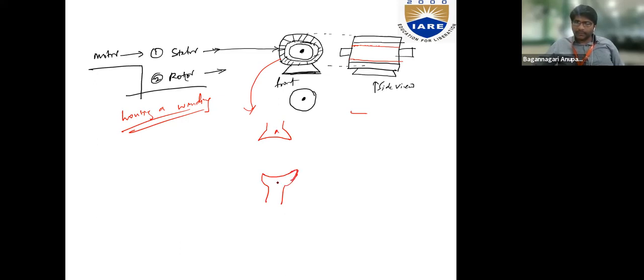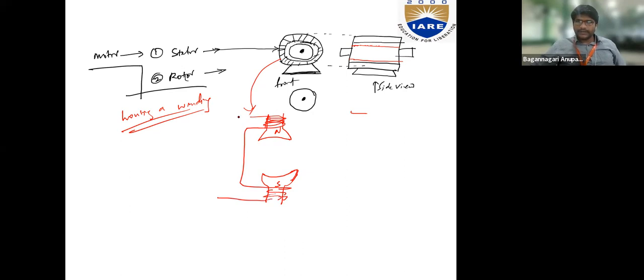That is, we don't have a monopole. So definitely we'll have a dipole. So let us assume that you have a north pole and south pole, right? And how do you get this north pole and south pole? By using some windings, right? These two are not permanent magnets. These two are electromagnets. And you know how electromagnetism comes into the picture, right?